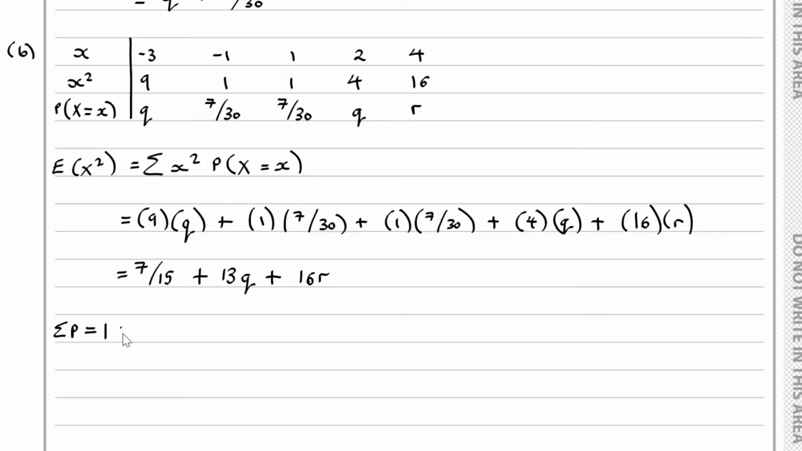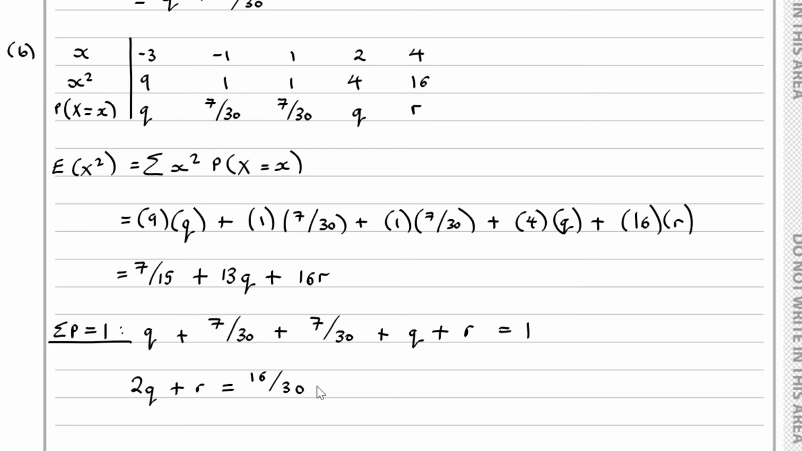So the sum of probabilities is equal to 1. So with this, we have q plus 7 over 30 plus another 7 over 30 plus q plus r. This is equal to 1. So we can hopefully see that we have the equation 2q plus r equals 16 over 30. Okay, so here we end up with 14 over 30, and 1 minus 14 over 30 is 16 over 30.